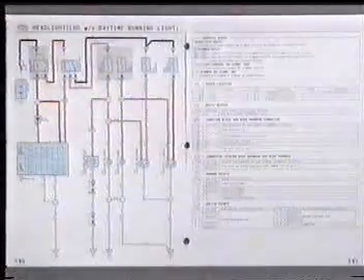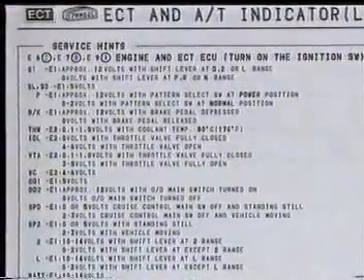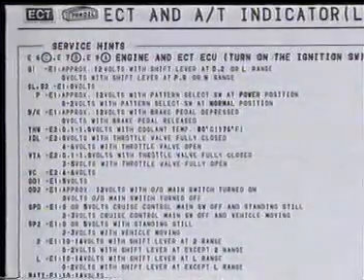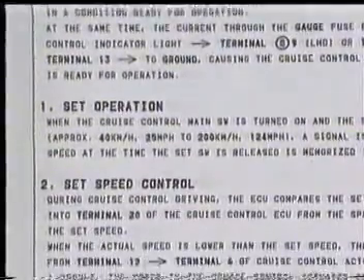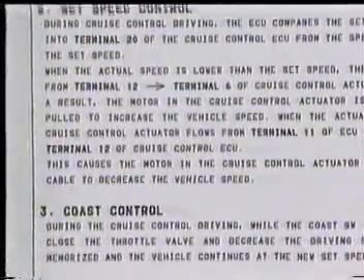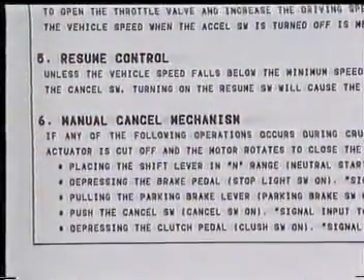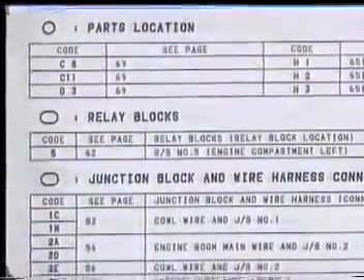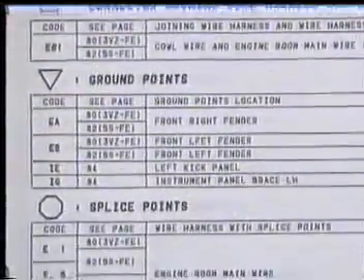The page following the system circuitry gives service hints, such as the operations of the relays and switches. The voltages of the terminals in a circuit are sometimes listed in the same service hints column. There are also cases where an outline of the system is given. This is because it is necessary to know the operation of the system for the purposes of troubleshooting. After service hints comes the location of the parts appearing in the system circuit, as well as information on relay blocks and splice points.